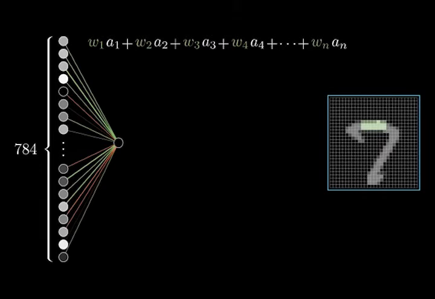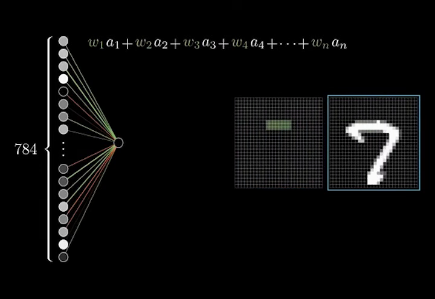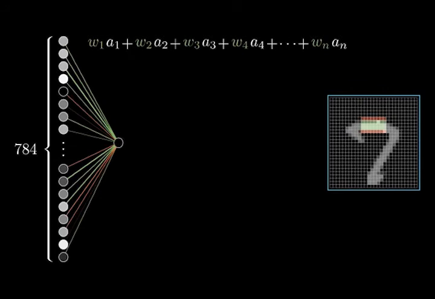And if you really wanted to pick up on whether there's an edge here, what you might do is have some negative weights associated with the surrounding pixels. Then the sum is largest when those middle pixels are bright, but the surrounding pixels are darker.